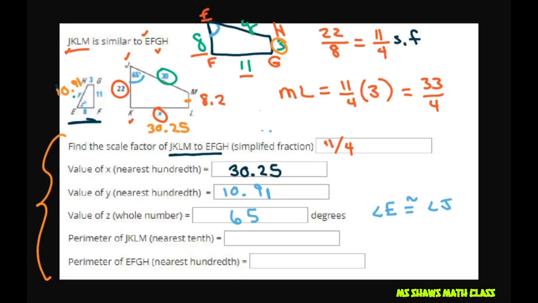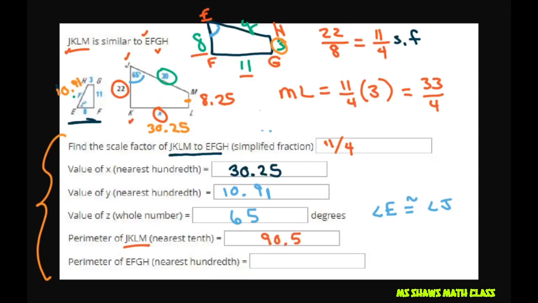Now to find the perimeter of this larger polygon, we just add all the numbers up. So you're going to add 22 plus 30 plus 30.25 plus 8.25. That gives you 90.5.